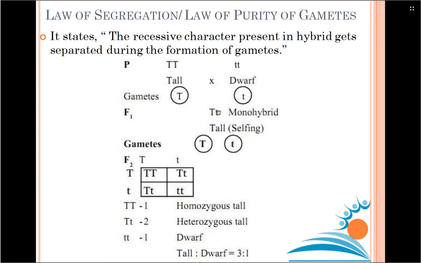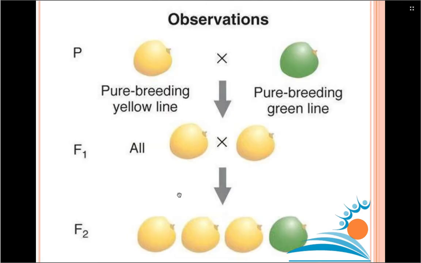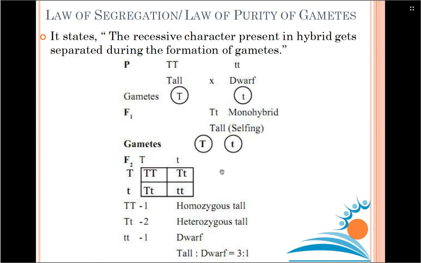So when it is further continued to get the second generation, then the recessive character, that is the dwarf character, which is present in this hybrid, will get separated. You can see here also it is separated, here also it is separated during the formation of gametes. And because of that, the character which was hidden in the first generation reappears in the second generation. So this is the example which explains the law of dominance and the law of segregation.